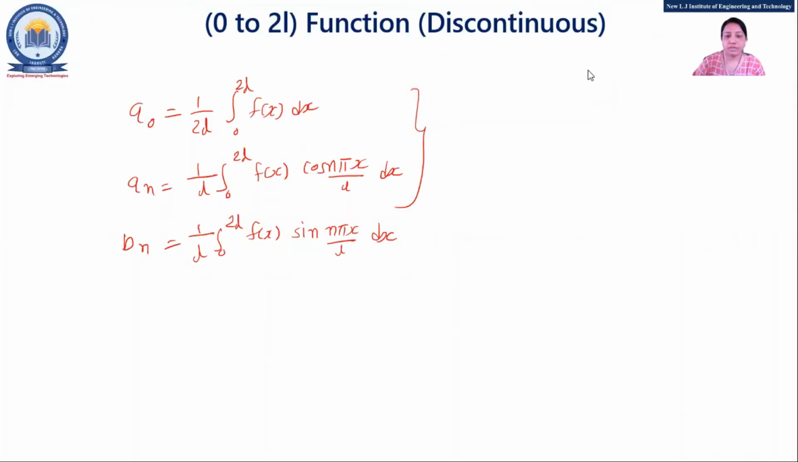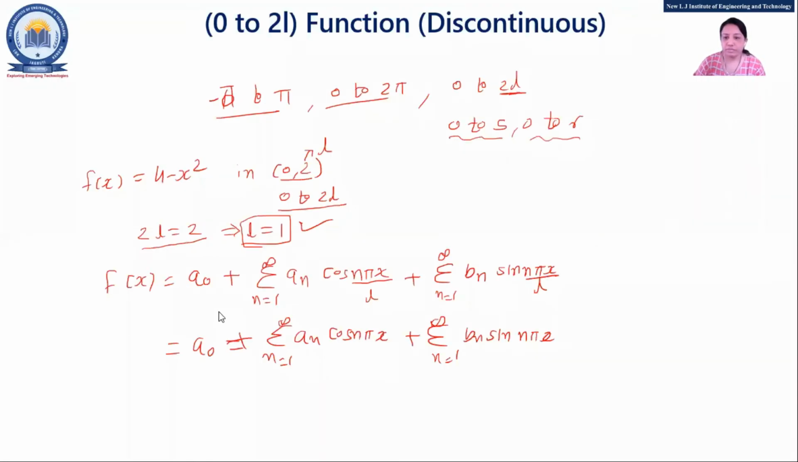In the previous slide you have the series equation with n s cos n pi x. With that, this is a_n equal to cos n pi x by L. This is the equation of the Fourier series when you are having the interval 0 to 2L.